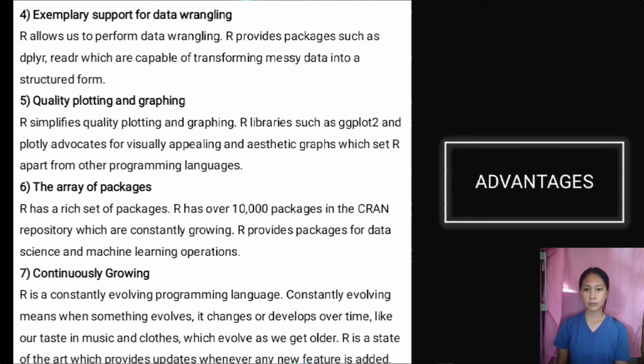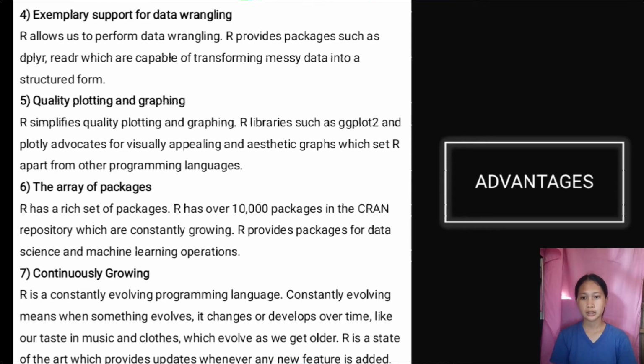Next one is number 5, quality plotting and graphing. R can produce static graphics with production quality visualization and has extended libraries providing interactive graphics capabilities. This makes data visualizations and data representations very easy, from concise charts to elaborate and interactive flow diagrams. All are well within R. It produces attractive graphical visualizations.